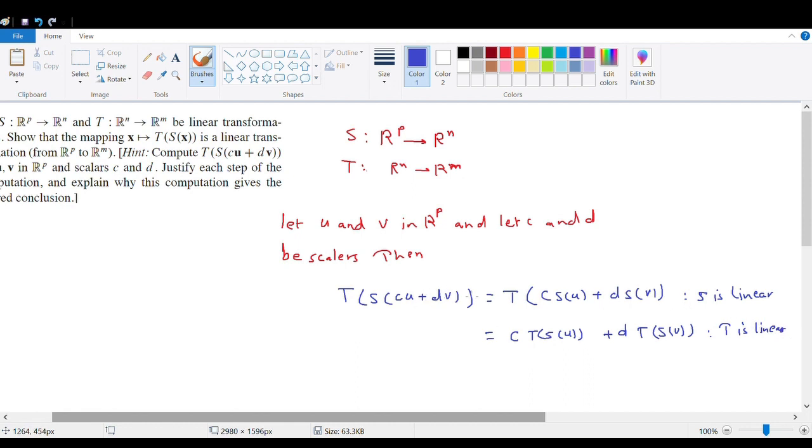So now, because T(S(cu plus dv)) is equal to cT(S(u)) plus dT(S(v)), this shows that T(S(x)) is a linear transformation. Because we said from one of the properties of linear transformation, if we show that T(cu plus dv) is equal to cT(u) plus dT(v), then it is linear. So here, since we have a composition of two linear transformations, after we rewrite it because S is linear and T is linear, we get this form, which shows that this one is a linear transformation.